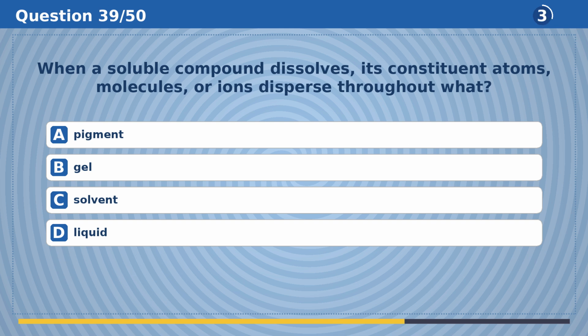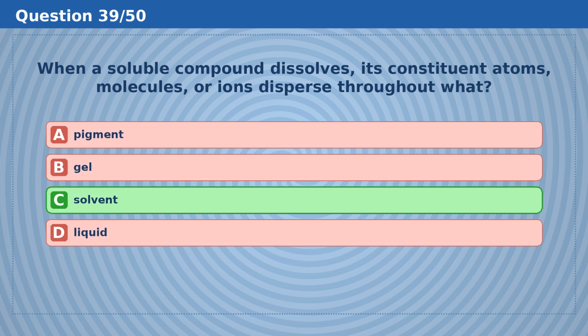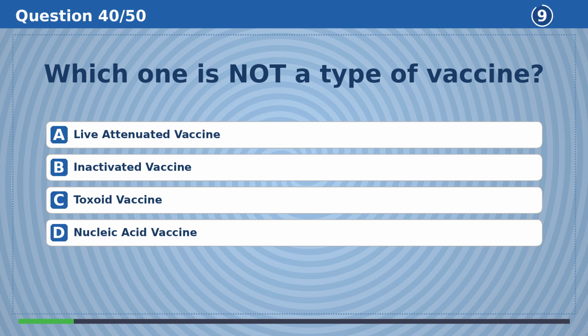When a soluble compound dissolves, its constituent atoms, molecules, or ions disperse throughout what? The answer is C, solvent.